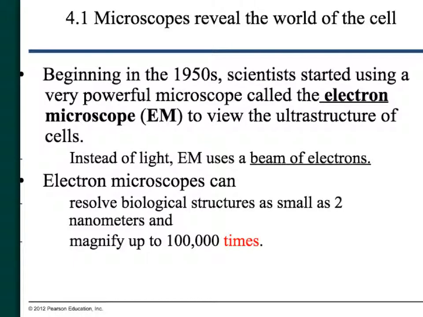Beginning in the 1950s, scientists started using a very powerful microscope called the electron microscope to view the very small ultrastructures of cells. Instead of using light, we actually use beams of electrons. By using these electrons, we can see how they behave and then reconstruct a picture. So the resolution of these biological structures could be as small as 2 nanometers. Remember, that's 10 to the negative 9th. So that is a magnification of 100,000 times.